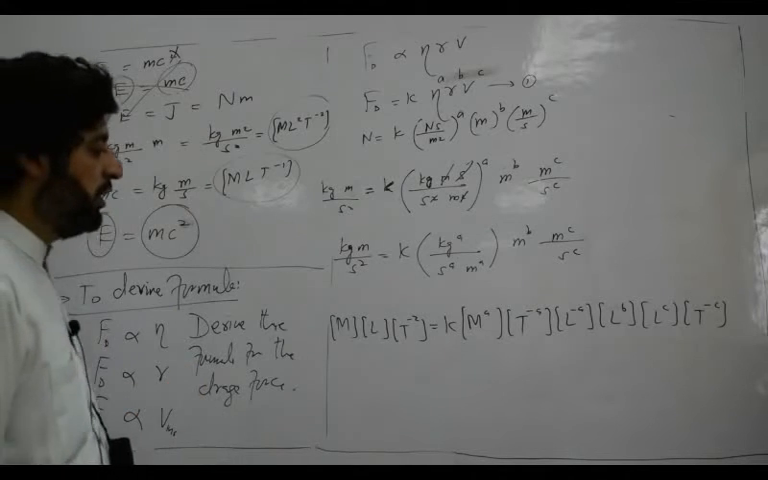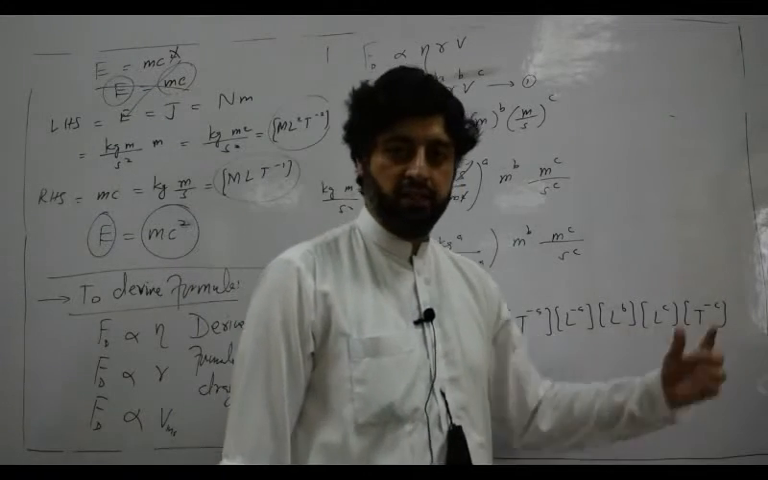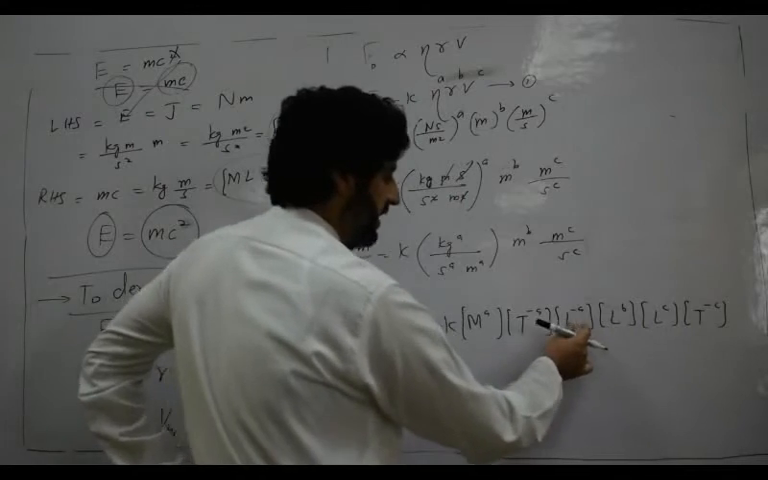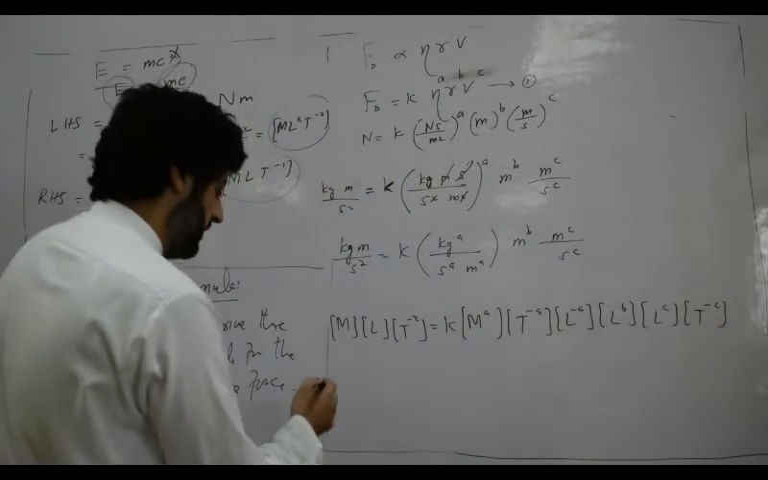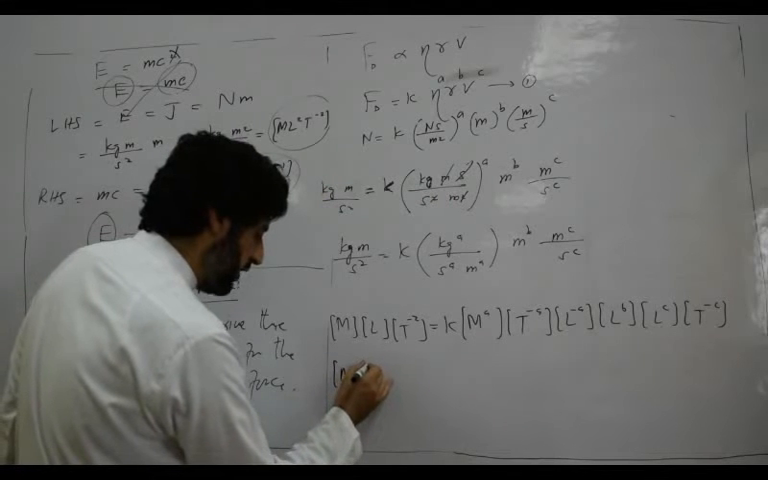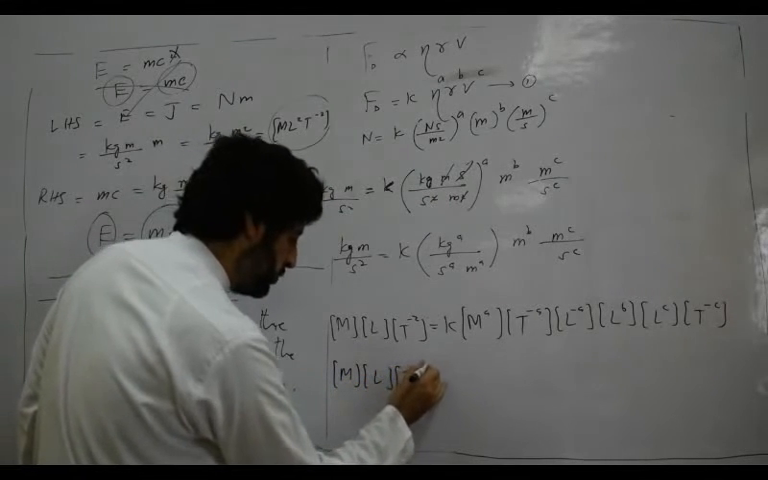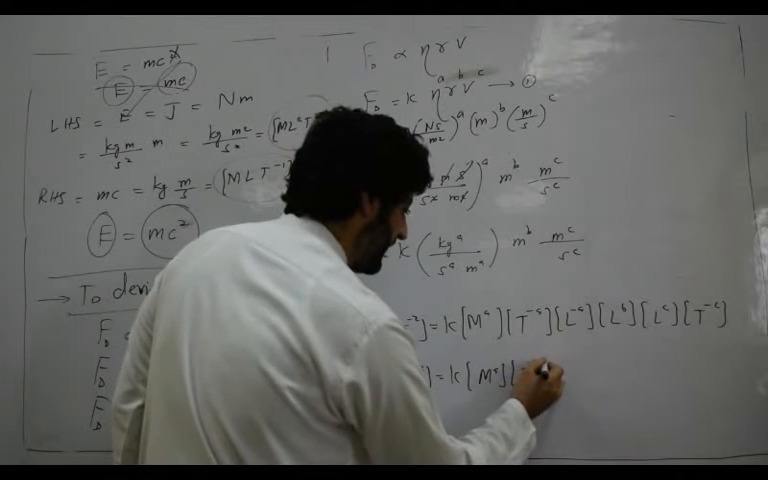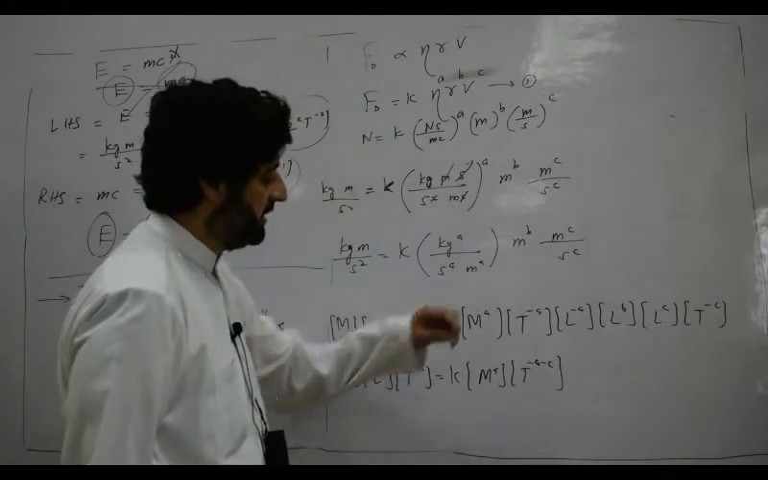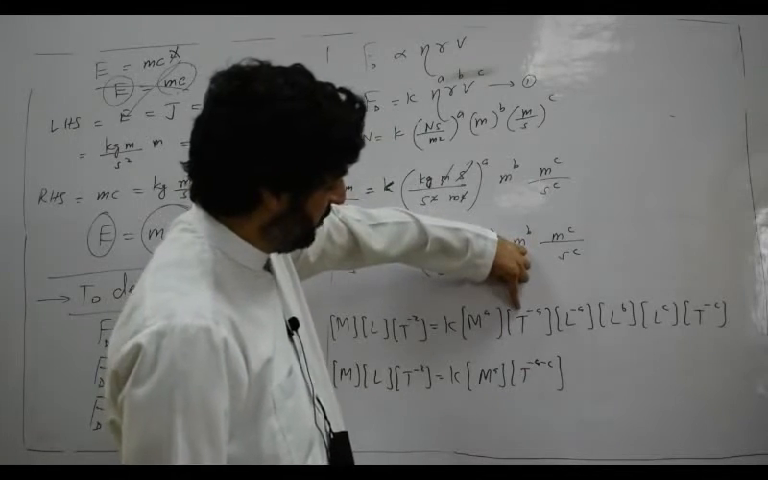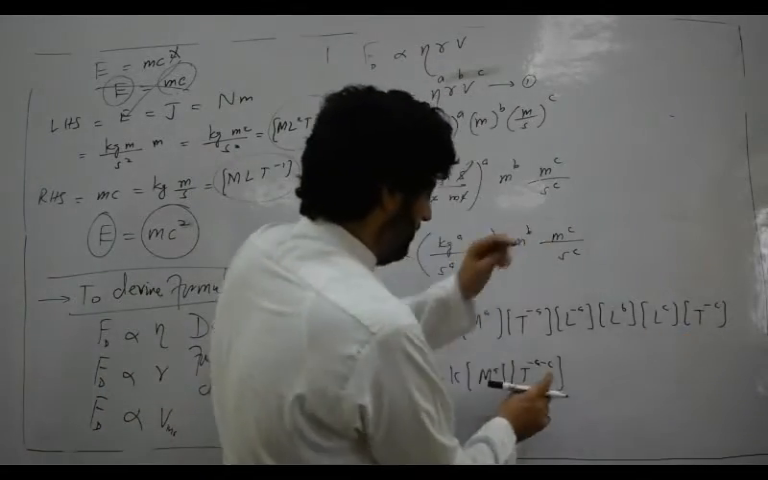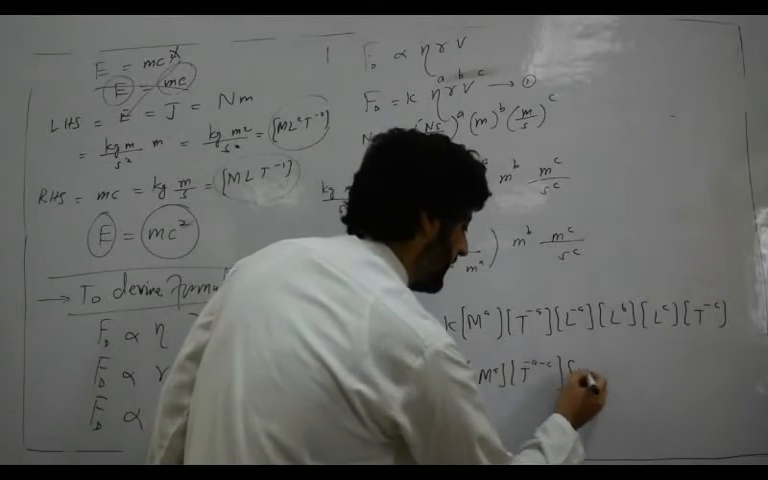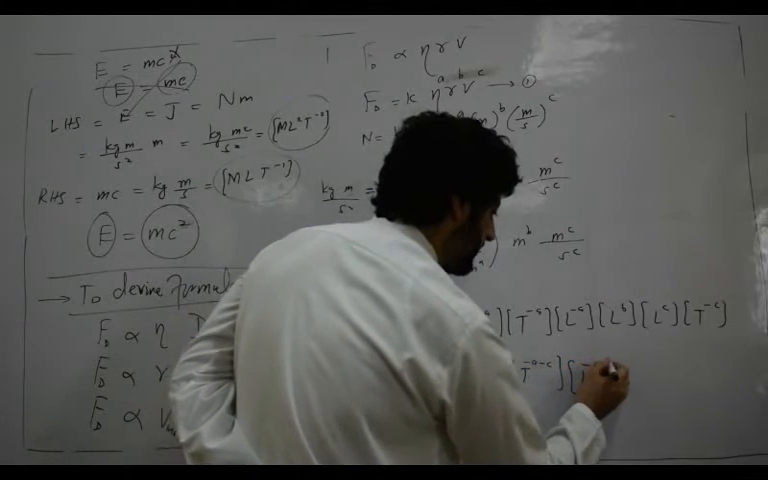Now we know that if the base is same, the powers will be added. Here we have same base T and T, and same base L, L, L. So what will we have? M power 1, L power 1, T power minus 2, M power A, T power minus A minus C. There is first T power minus A, and the second is T power minus C. Base same, powers will be added, so it will be minus A minus C. The power of L will be minus A plus B plus C.